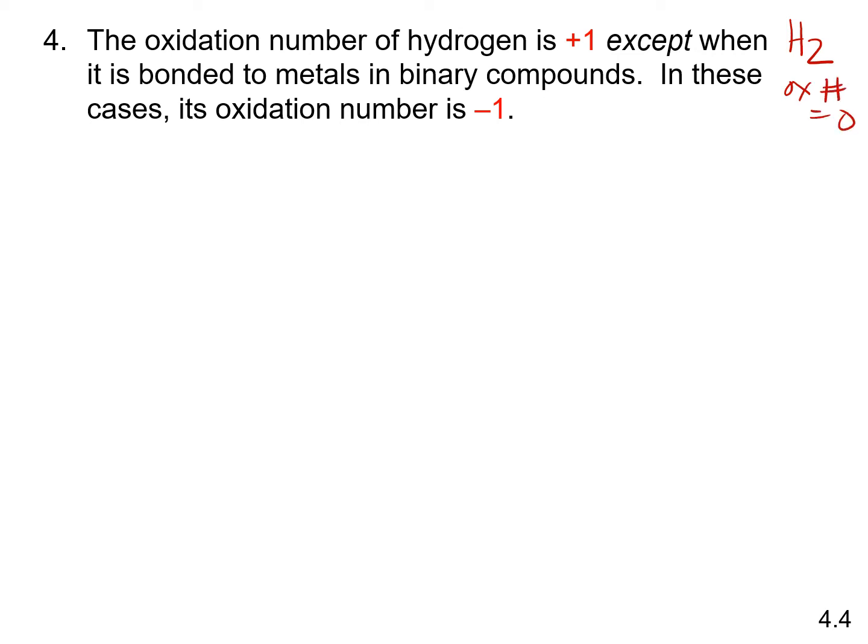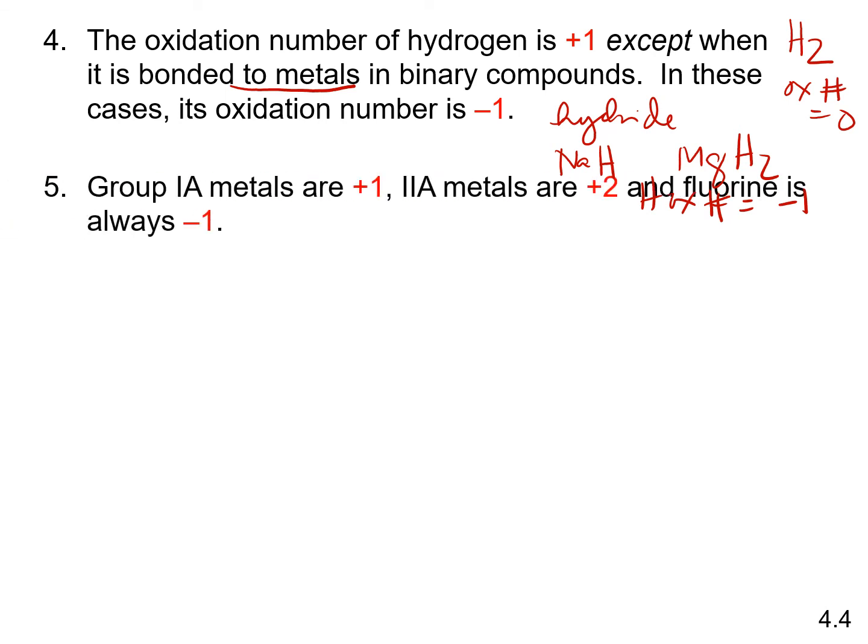The other exception is when hydrogen combines with a metal. We call this a hydride. Our hydrogen here is -1, like in sodium hydride or magnesium hydride. The oxidation number of hydrogen there is equal to -1.